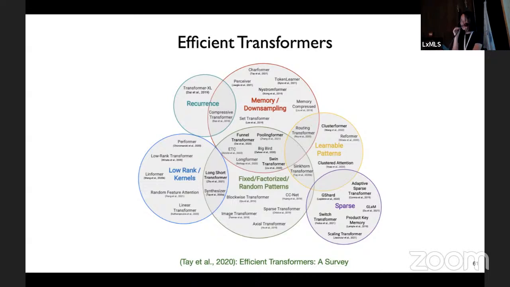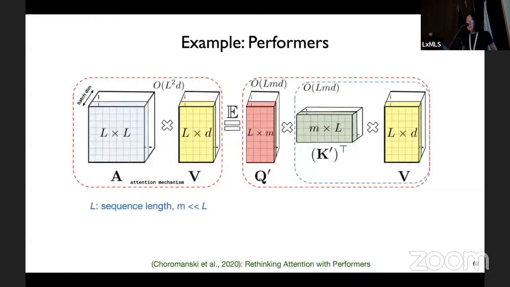Since the original transformers, a lot of different efficient transformer architectures have been proposed. There is a very good survey by Tay et al. in 2020. They try to group all these different efficient transformer models into different buckets based on recurrence, low rank decomposition, and sparse attention patterns. I'm just going to show you some examples here and what kind of ideas people have been using. The first idea is based on low rank decomposition.